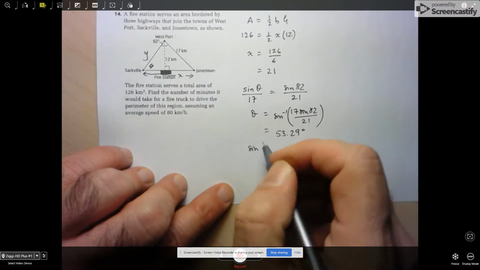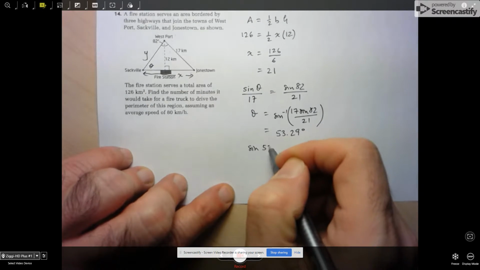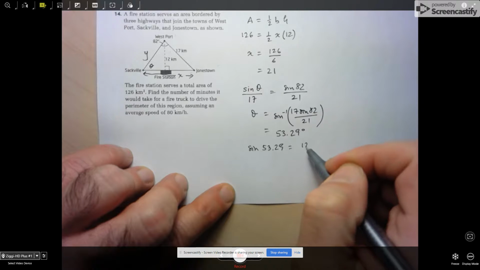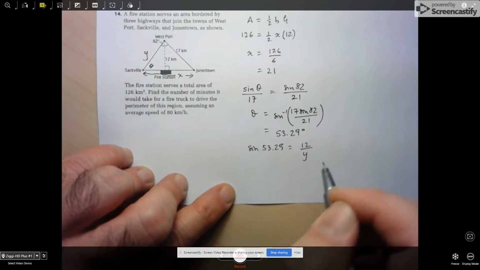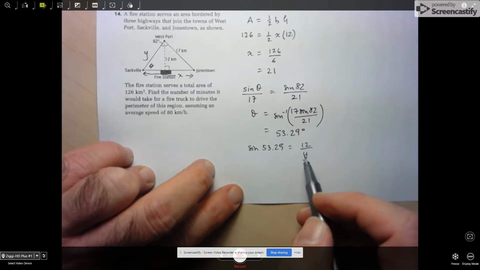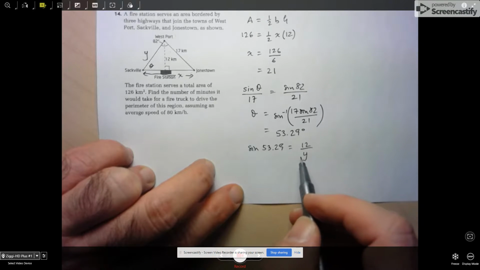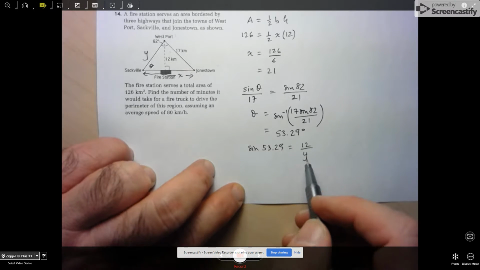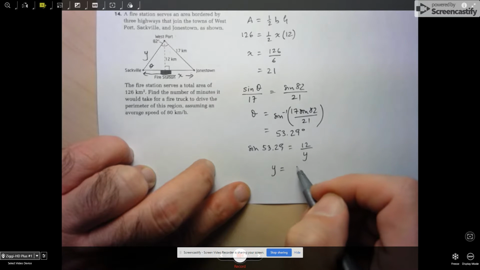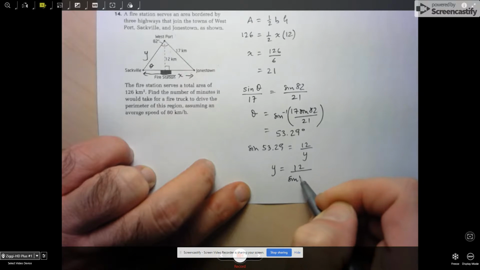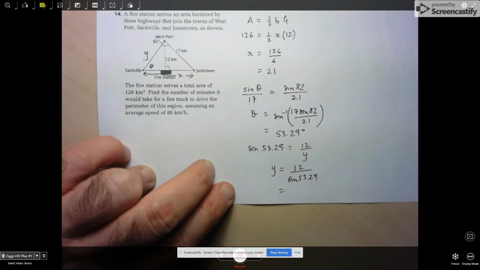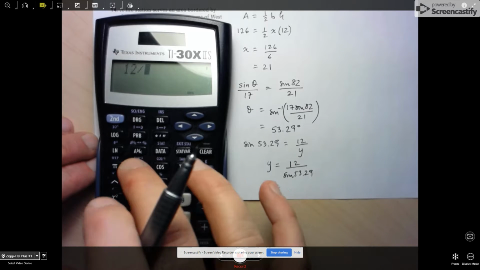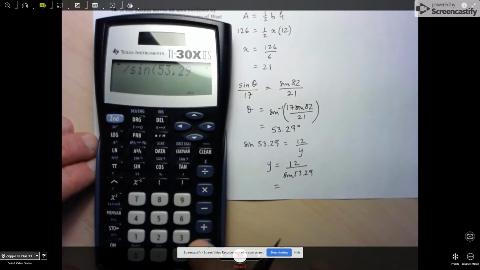So we have sine of theta, which we just found was 53.29, is equal to opposite, which is 12, divided by hypotenuse, which is what we're looking for. Since the variable's in the denominator, I'm going to have to do some cross multiplying. I'm going to multiply the y to the left and divide the sine 53.29 to the right. So y is equal to 12 over sine of 53.29. So that's 12 divided by sine of 53.29.